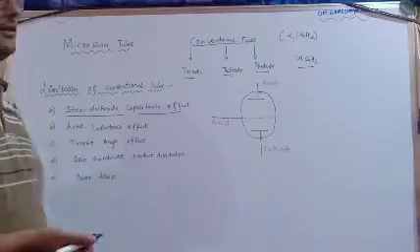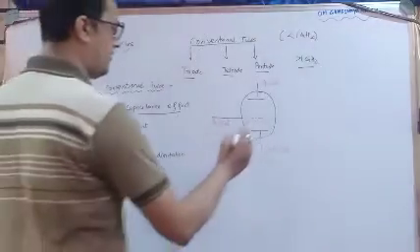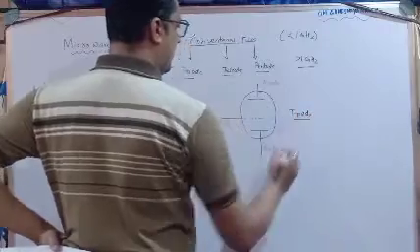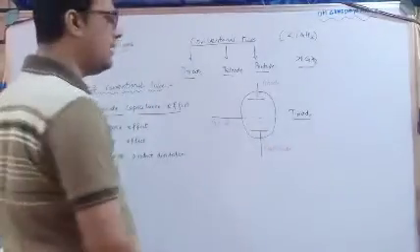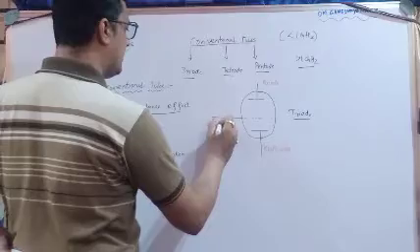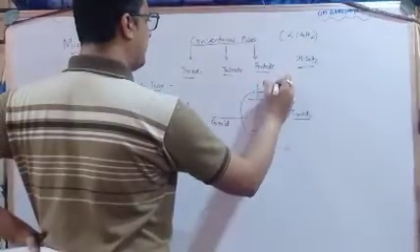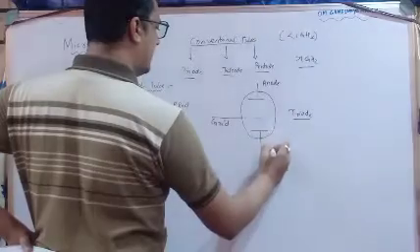Inter-electrode capacitance effect means a capacitance will be formed between the terminals. How many terminals? Let us consider this is a triode. In this triode, there are three terminals available: one is the grid, one is the anode, and one is the cathode.